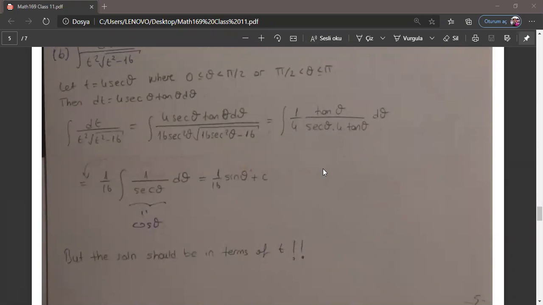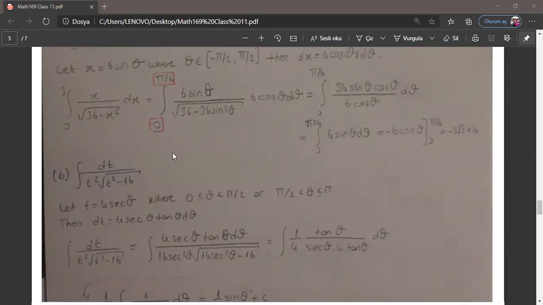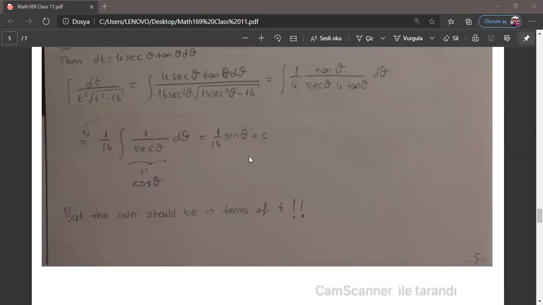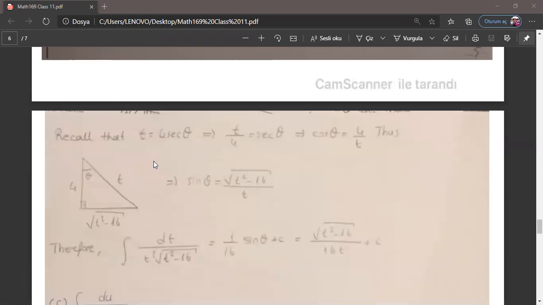Oh, we don't have the answer yet. We have the answer in terms of theta, but we need to obtain the answer in terms of t. So we need to change it. Okay. How do we change it? We will use a triangle. Okay. So we know before we had the substitution t equals 4 secant theta. Okay. Then it means cosine theta is equal to 4 over t.